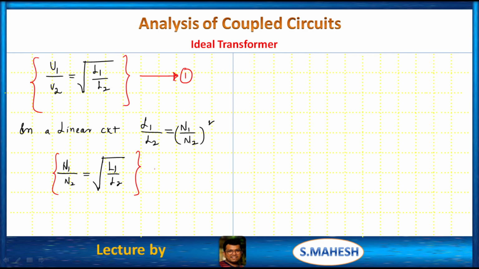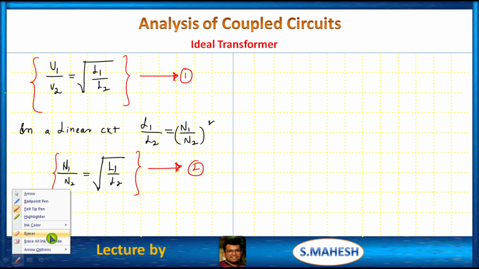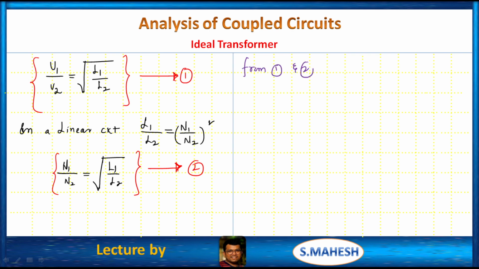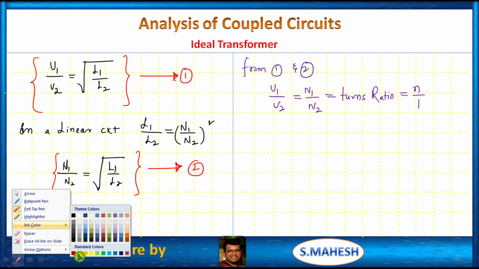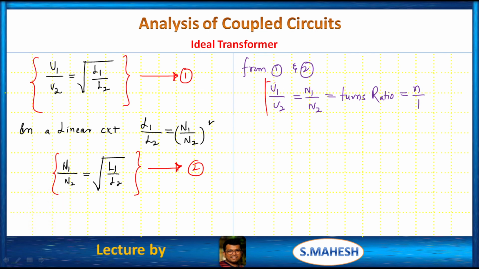Right? This is equation 2. So from 1 and 2, we can have V1 by V2 which is equals to N1 by N2, right? Which is equals to turns ratio, which is equals to N by 1, that is N is to 1. This is a very, very important relation. That's it.